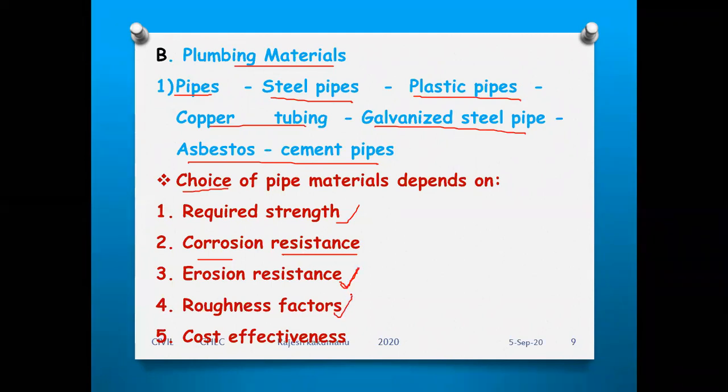Roughness factor, so you have to see the smoothness of the inner surface. For that you have to go for the roughness factor. Next, cost effectiveness. And also the last thing is cost effectiveness. What is the cost of the pipes? What is the reliability of the pipes? You have to consider this whenever you are choosing the pipe materials.